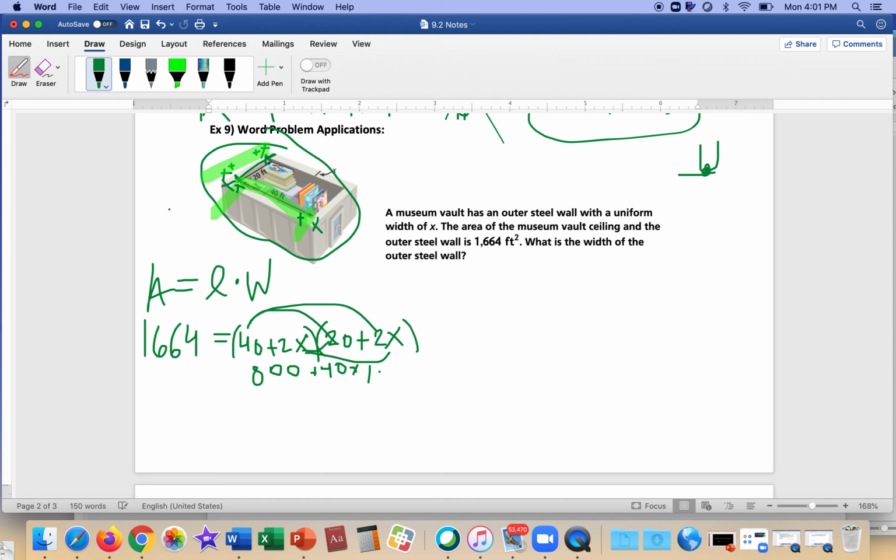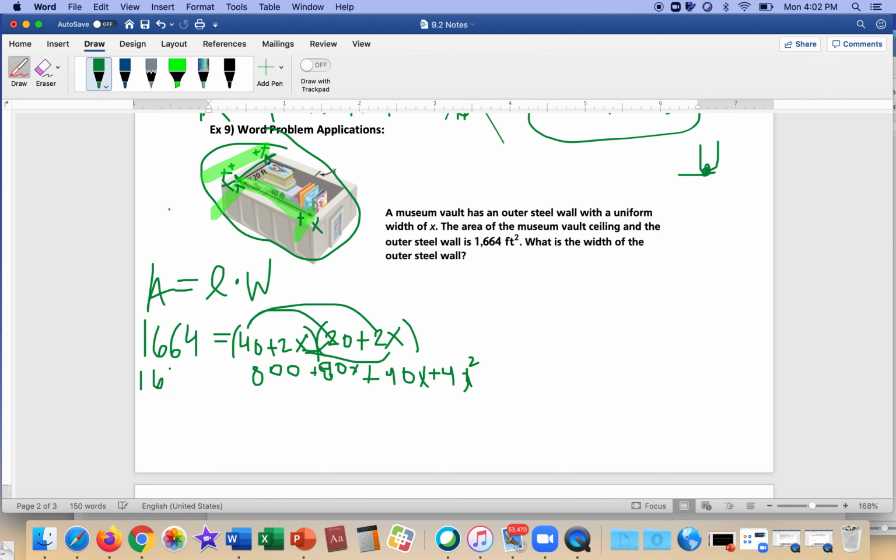So we get, let's see, 40 times 20 is 800, 40, oh, oops, 40 times 2x, we got 80x. And 2x times 20, we got 40x. And 2x times 2x, we get 4x squared. Very hard to write neatly with this.